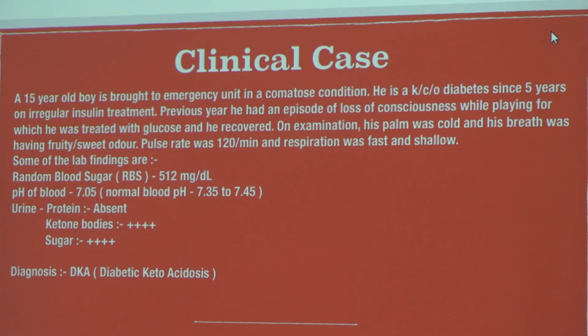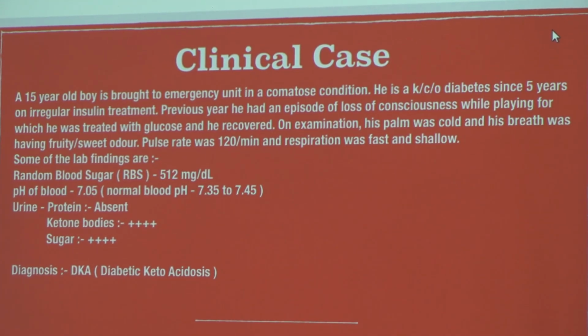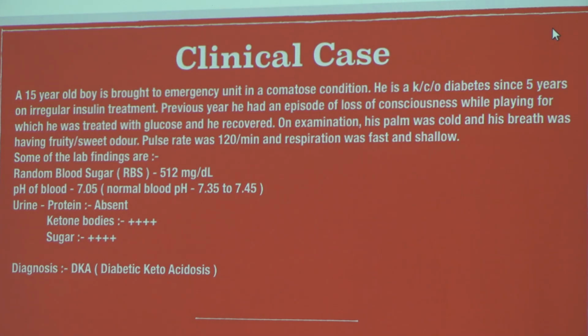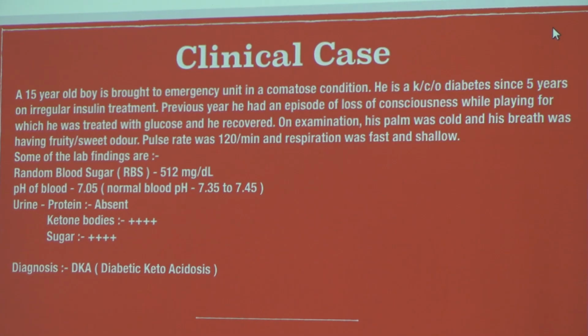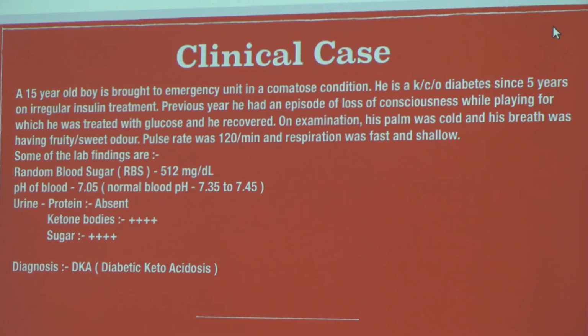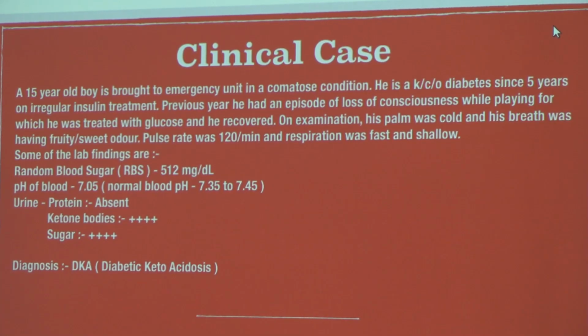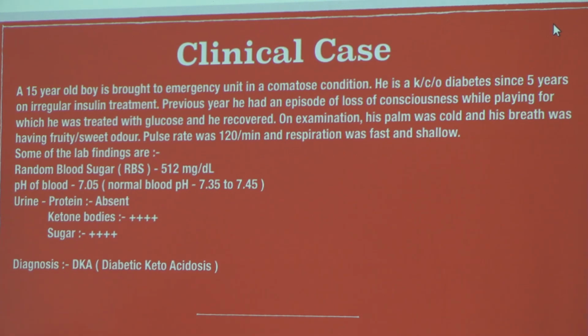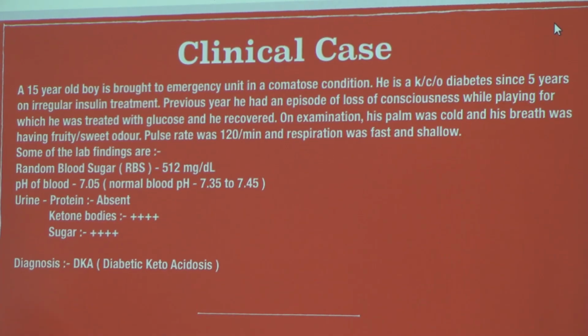So you did some laboratory tests and found that the random blood sugar was 512, the pH of blood was 7.05, and normal blood pH is 7.35 to 7.45. In urine, protein was absent, ketone bodies are 4 plus and sugar is also 4 plus. The diagnosis is DKA, diabetic ketoacidosis. I gave the diagnosis, now you tell me why it is DKA.